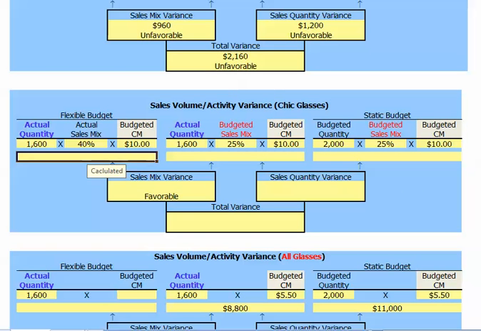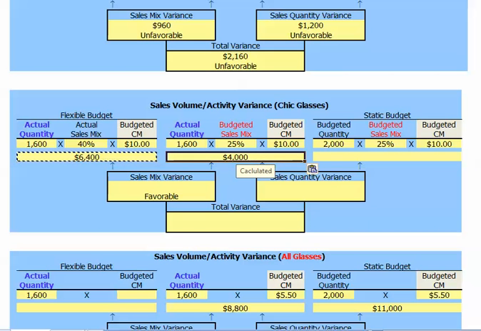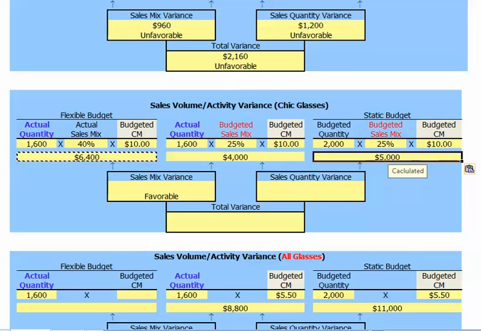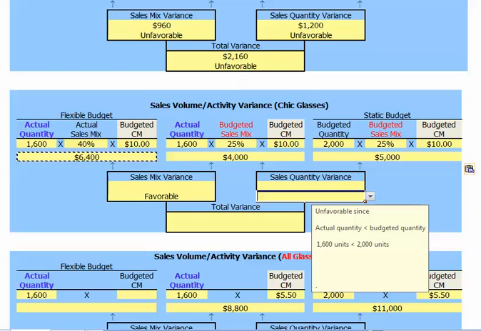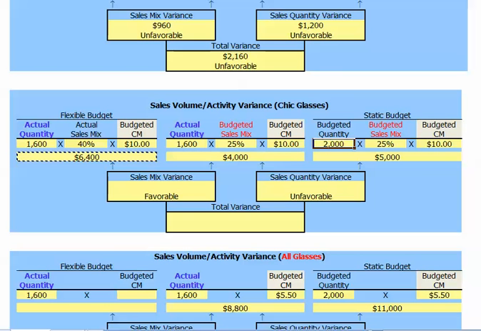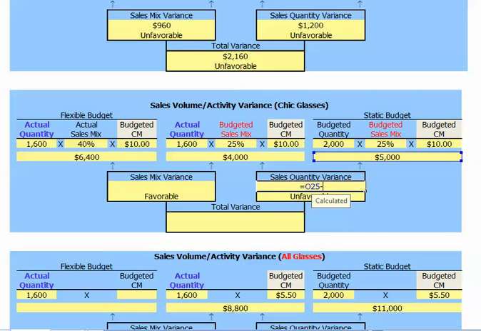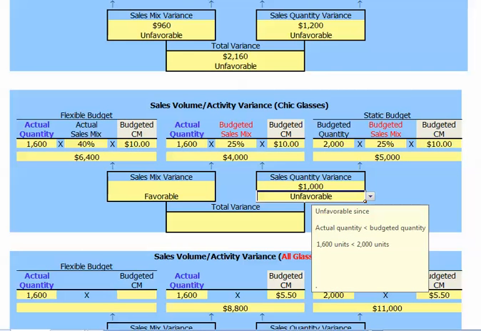For our chic glasses, again, actual level of activity for our flexible budget times our actual sales mix times our budgeted contribution margin, $6,400. Our center column will be 4,000, that's the actual quantity, times 25% budgeted sales mix times our budgeted contribution margin. Then finally our static budget amount, 5,000. Sales quantity variance, again, will be unfavorable because in total we had expected to sell 2,000 glasses, we only sold 1,600. So we've got a 5,000 minus 4,000, we've got a 1,000 unfavorable quantity variance with respect to chic glasses.